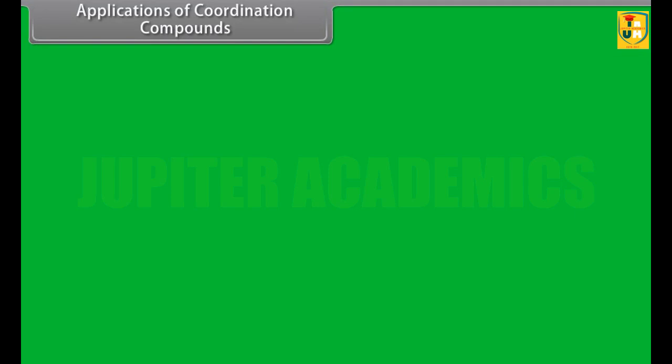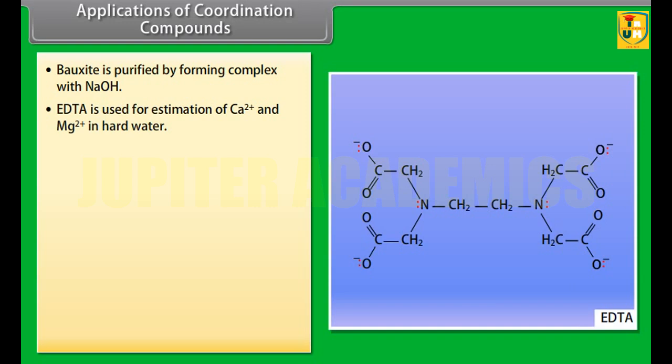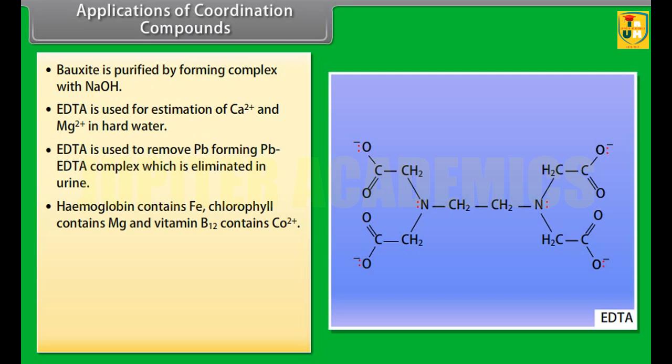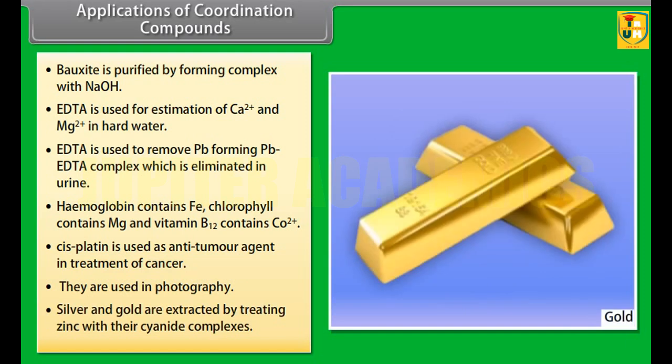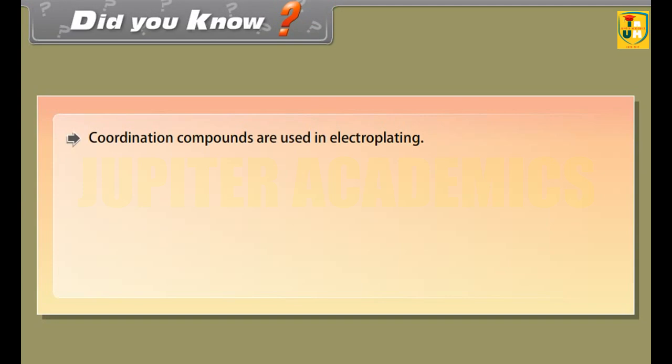Applications of coordination compounds. Some important applications of coordination compounds are the following. Bauxite is purified by forming a complex with NaOH. EDTA is used for estimation of Ca2+ and Mg2+ in hard water. EDTA is used to remove Pb by forming a Pb-EDTA complex, which is eliminated in urine. Hemoglobin contains Fe, chlorophyll contains Mg, and vitamin B12 contains Co2+. Cisplatin is used as an anti-tumor agent in the treatment of cancer. They are used in photography. Silver and gold are extracted by treating their cyanide complexes with zinc. Did you know? Coordination compounds are used in electroplating.